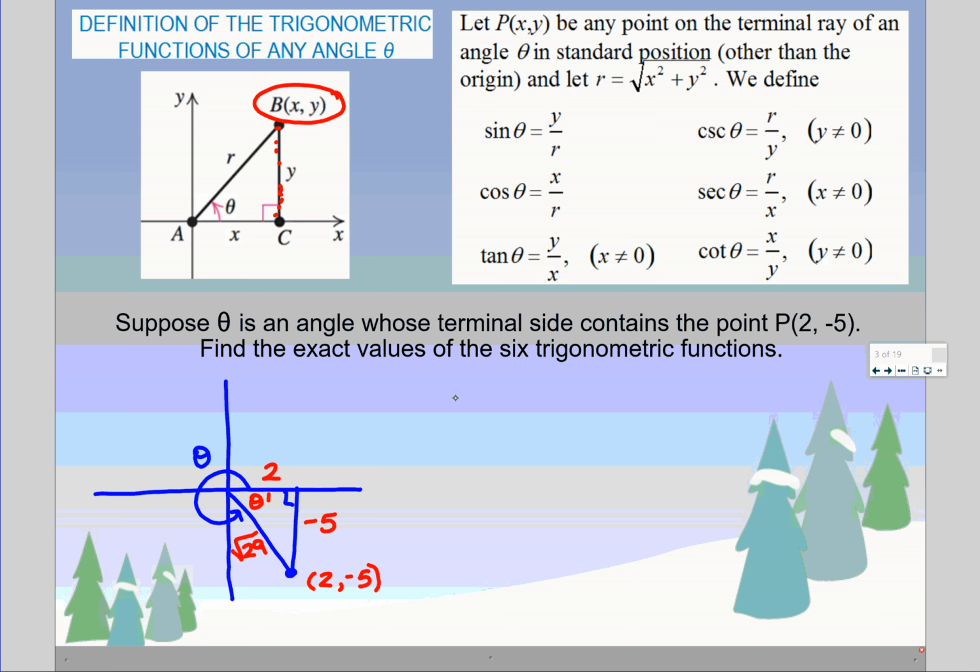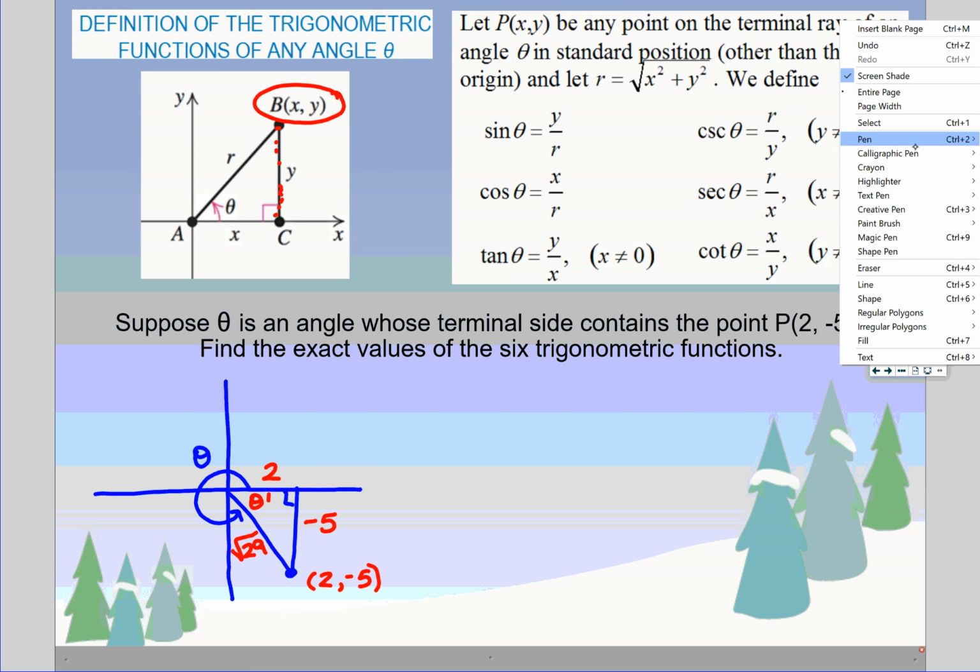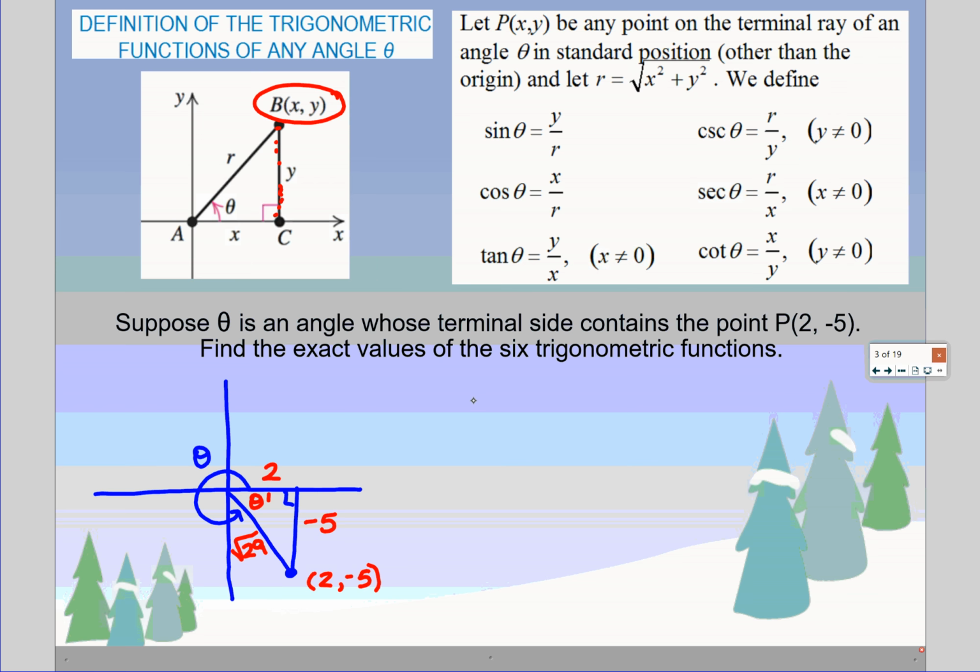Okay, now you're ready to find all 6 trig functions, starting with sine. Now you can do this 2 different ways. Once you have the picture, you can think about it as opposite over hypotenuse, or you can use y over r. We have our y, we have our r, you can divide them. Either way, you're going to get the same answer, okay? So opposite over hypotenuse, or y over r, gives me -5 over rad 29. And if I rationalize that, I would multiply the top and the bottom both by square root 29. So I'd end up with -5 rad 29 over 29.